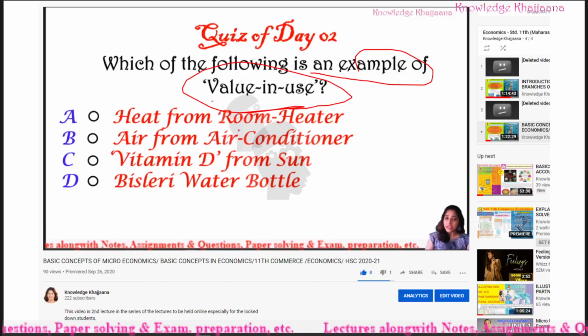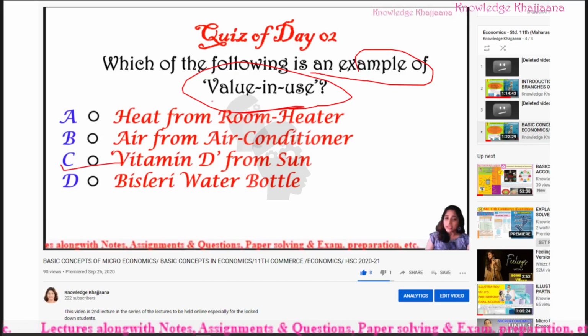The options given were A, heat from room heater, B, air from air conditioner, C, vitamin D from sun, and option D was Bisleri water bottle. Now out of these, which is value in use? Out of that, what is the free goods? See, the correct option is option C, that is vitamin D from sun.